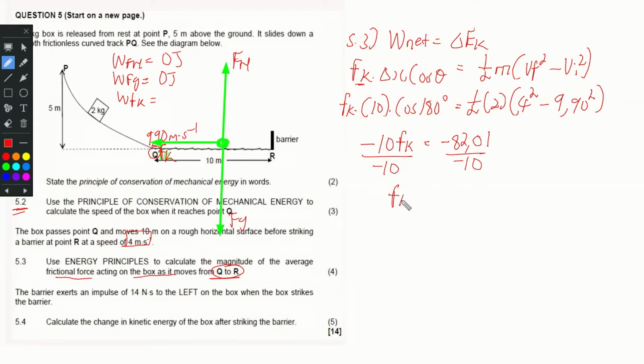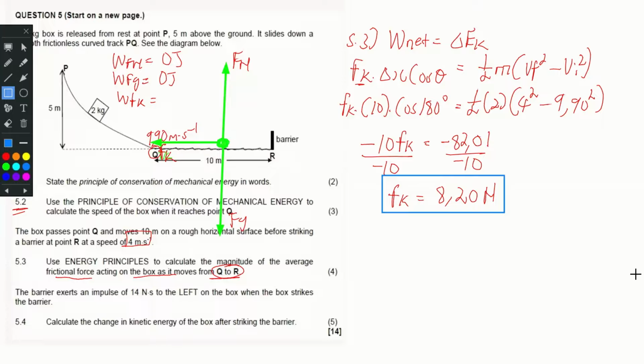And then Fk is going to be what? So we divide that by negative 10. That's going to be 8.20, right? Newtons. So round off to 2 decimal places, or you can just write it as 8.201, right? Then either way, it's correct. So I just rounded off to only 2 decimal places as per exam instruction.